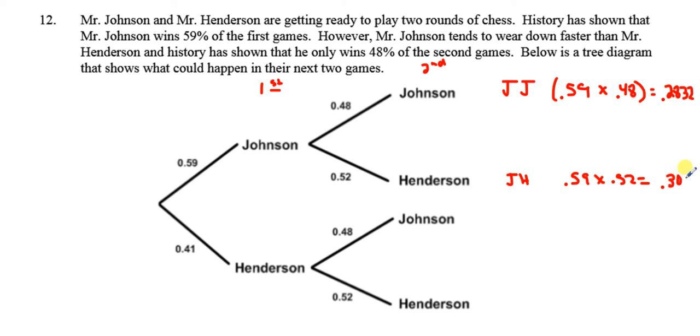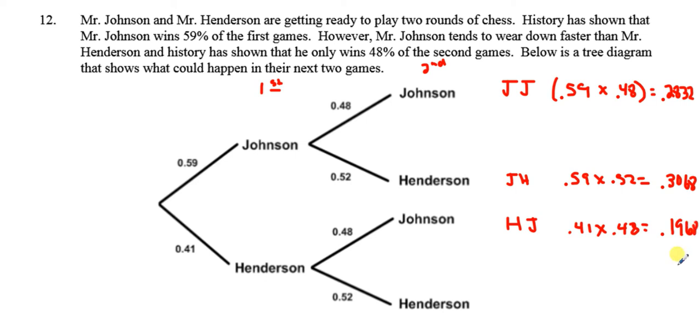Now we did one that was like everything is 50%. I think one with the basketball free throws, it was 70. It always stayed 70% and 30%. This one, the probability changes, but you just do the same thing. You just multiply each branch of the tree, so to speak. Henderson wins the first one, Johnson wins the second, so Henderson, Johnson. And that's probability of Henderson winning the first match is 0.41. Johnson winning the second match is 0.48. And that's 0.1968.